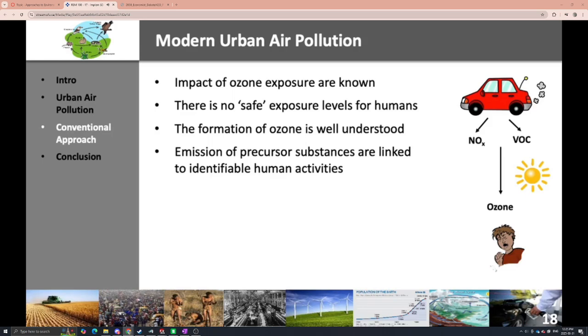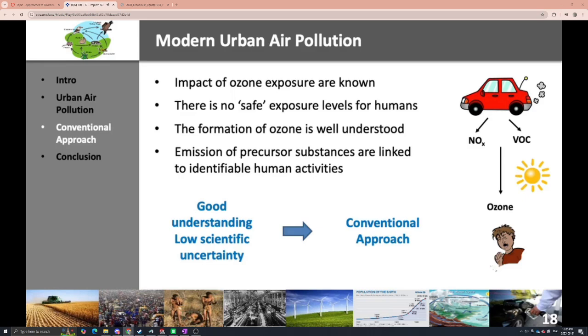This puts ground-level ozone in a management category of environmental problems that are well understood and have relatively low scientific uncertainty. It's therefore well suited for the first management approach, which is the conventional management approach. So let's now look at what this looks like.